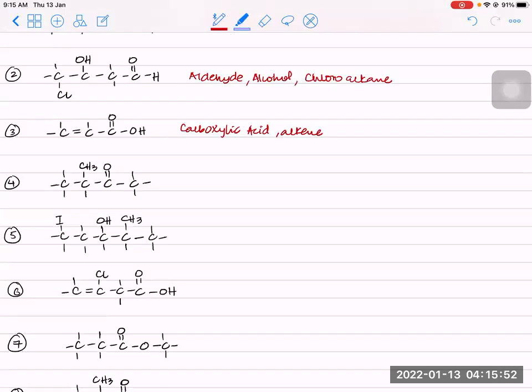Then here you have a ketone, and this right here is an alkyl side chain. Do you see alkyl sticking out right here, CH3, one less hydrogen than alkane. So this right here is ketone and an alkyl. You have an iodo, OH, alcohol, and that is an alkyl. So you have alcohol, alkyl, and halogenoalkane.